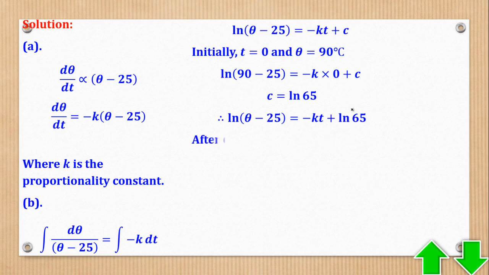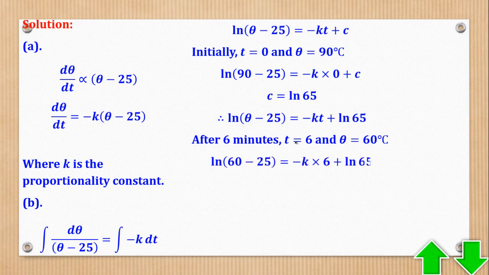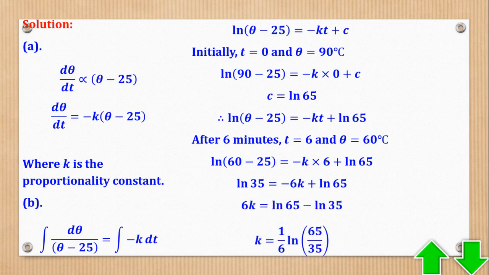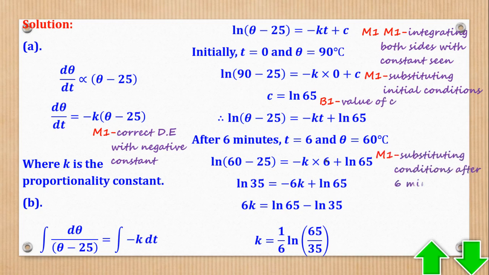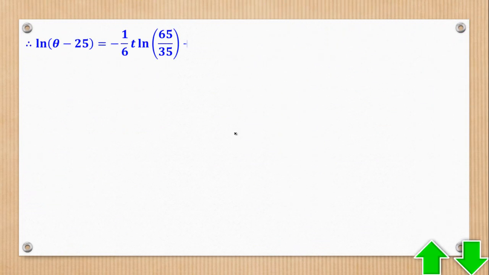Okay. Then after 6 minutes, t is equal to 6 and theta is 60. So substitute in this one now, for theta and for t, to get the value of k, which is that. Then you can rewrite it, and this is now called the particular solution.